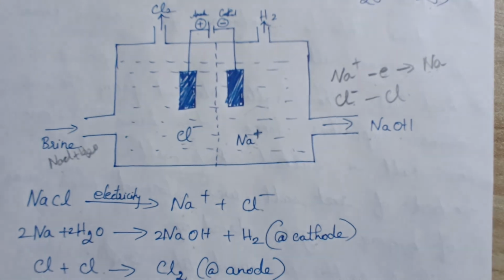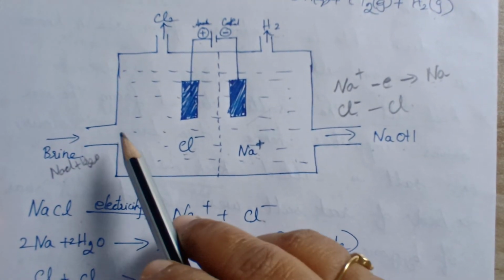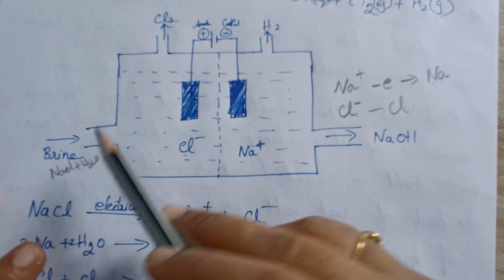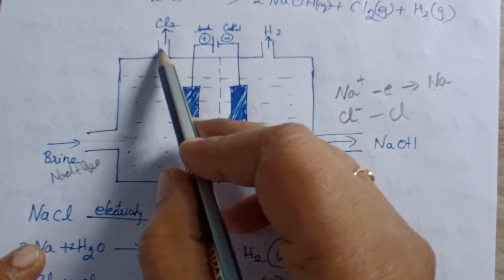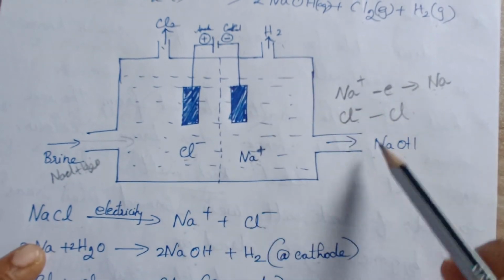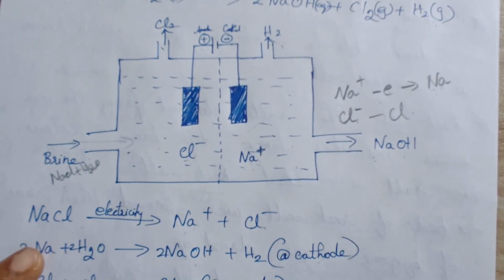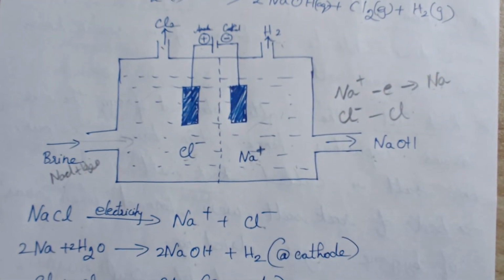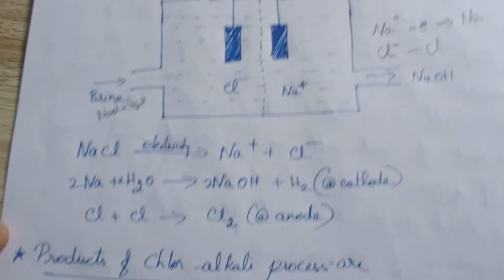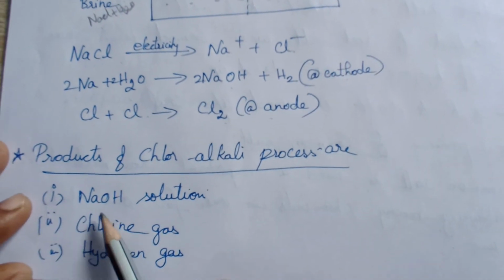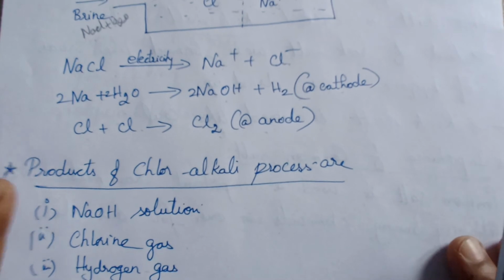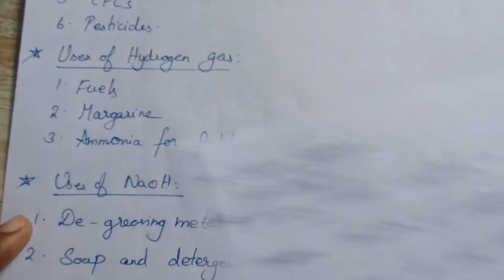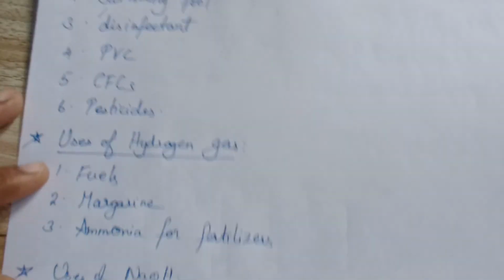So when sodium chloride is decomposed, what are the products formed? When it is passed and decomposed, you will get chlorine gas, hydrogen gas and sodium hydroxide. So three main important products you got at the end of the chlor-alkali process, right? Sodium hydroxide solution, chlorine gas and hydrogen gas. All these are very important for so many purposes. Okay, so we will see one by one.